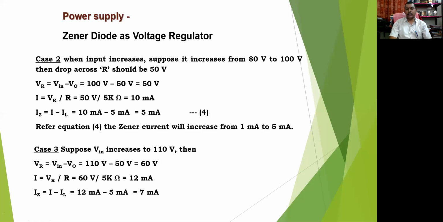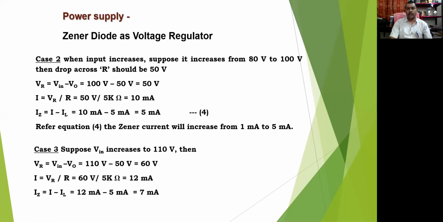So this is what we have studied, and this was the third case in which we have tried that. Let us say that the input voltage is increasing to 110 volt. In that case, the series resistance should have 60 volts drop across it. So according to that, the total current which is supposed to flow through the circuit is 12 milliamperes, and the Zener current will be equal to around 7 milliamperes. The net current flowing through the load resistance IL should remain constant to 5 milliamperes, right?